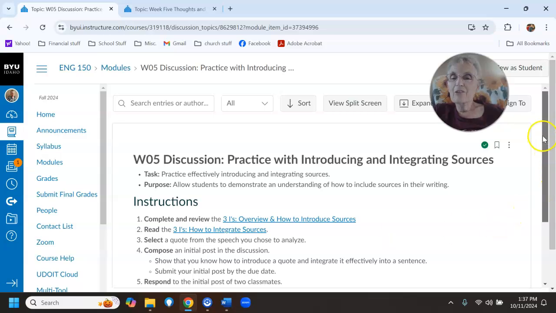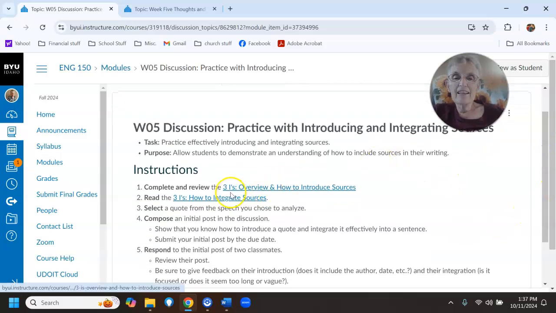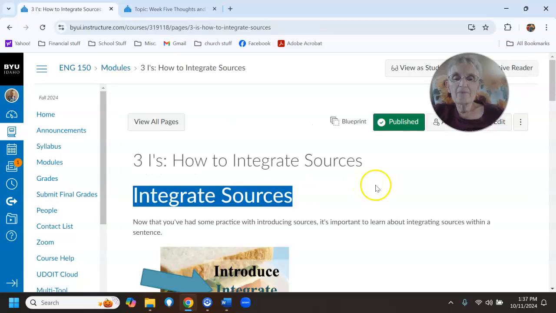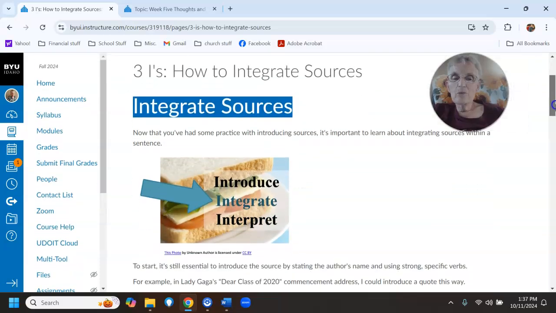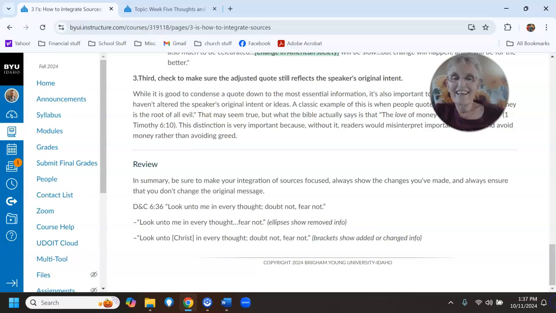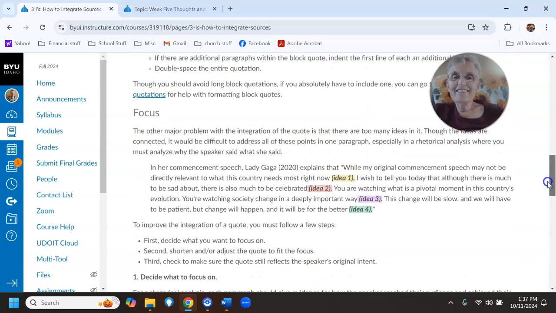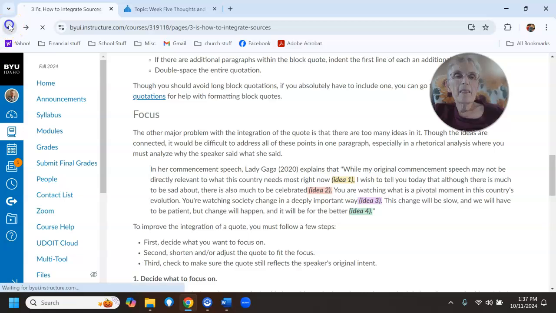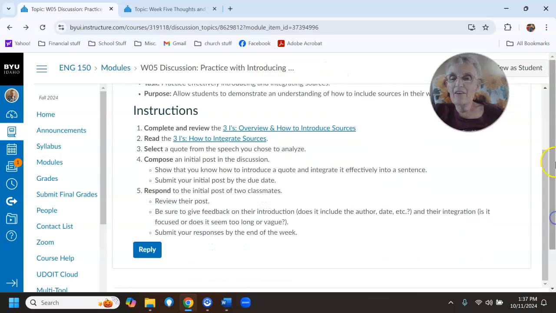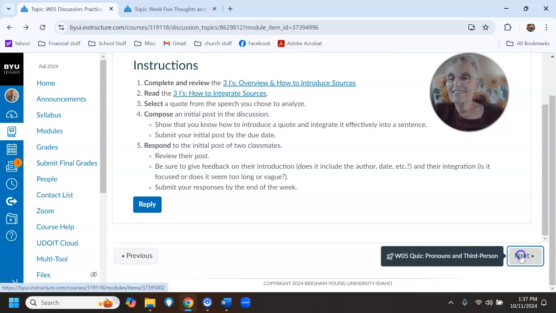And then you're going to do the sandwich rule, like I said. So you're going to be integrating sources with the sandwich rule. You're going to introduce, then you're going to integrate, and then you're going to interpret. I think this should all be one assignment, but that's just me. Okay, so make sure that you do that. I guess if we do 3, you're learning about them 3 times, right?